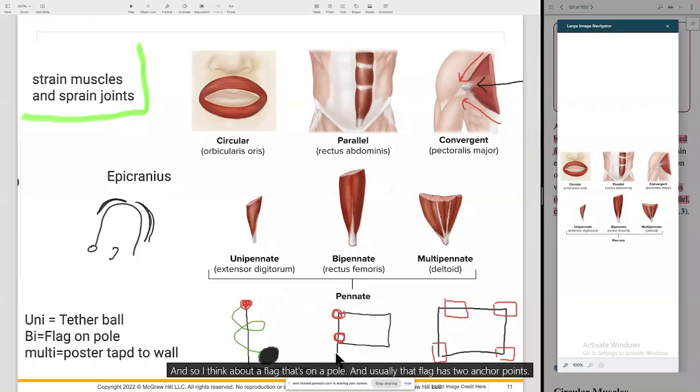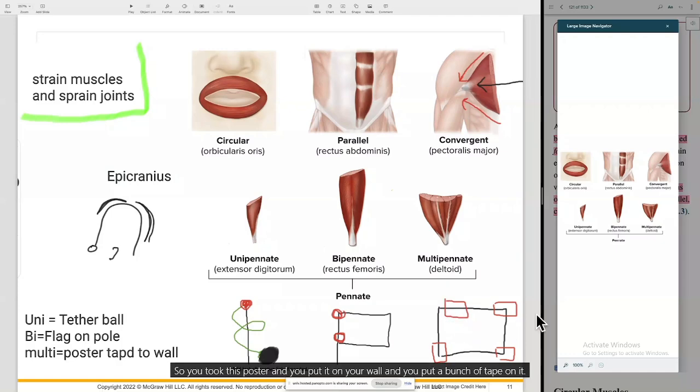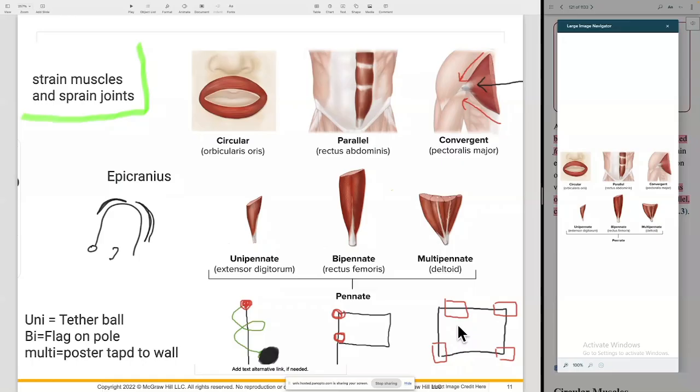My example of a bipennate, remember bi means two, is a flag on a pole. And usually that flag has two anchor points. This flag can still do a lot of movement, but it has less movement than this unipennate structure here. And my example of a multipennate is like maybe you had a poster when you were a kid and you loved this band or actor or somebody like that. So you took this poster and you put it on your wall and you put a bunch of tape on it. All of these would be another pennate, another anchor point. So multipennate muscles probably don't have as much individual range of motion, but they're more stable. Unipennate muscles maybe do have a little bit more movement to them.